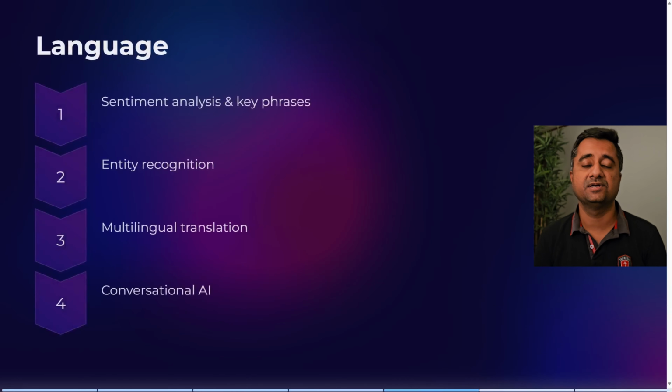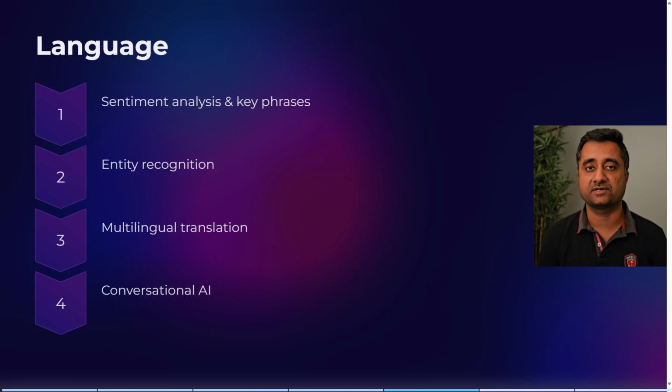Third one is language. Language is mostly used for sentiment analysis or key phrases. Whenever a customer is leaving a review, you don't want to look into every single review. Whenever a review happens and you see there is a negative sentiment, then you want to look into that. Those kinds of scenarios you could use this for. And then you can also use it for entity recognition. When the text has some person name or address or phone number, you could use that for those kinds of detections. You could also use it for multilingual translations, so moving from one language to another, you could use that. And it is also used in conversational AI.